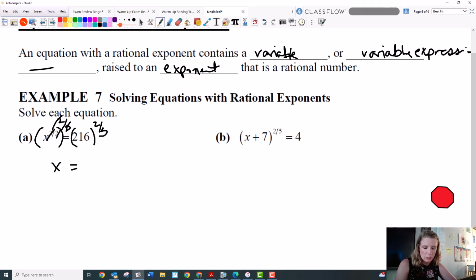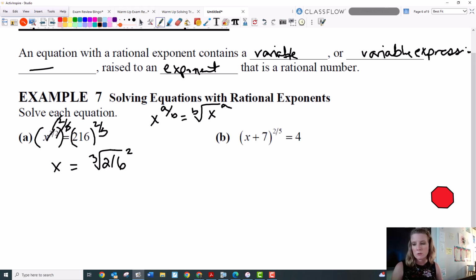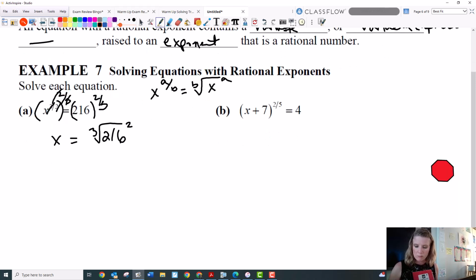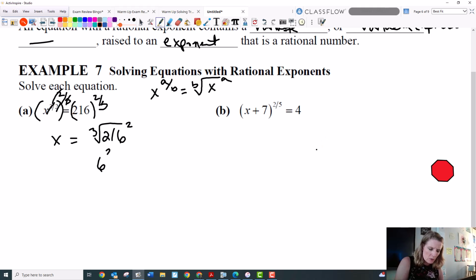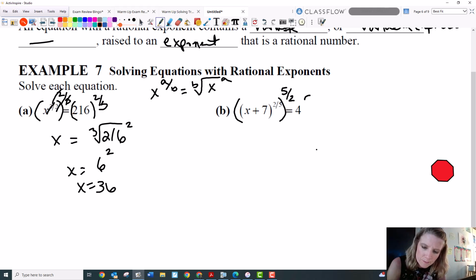216 to the 2/3, that is the cube root of 216 squared. Because your rule is x to the a over b, the number on the bottom is your root, and the number on the top is your exponent. So the cube root of 216, I think it's 6, but I'm not for sure. Cube root of 216 is 6, okay, is 6 squared. So x equals 36. This one I'm going to raise both sides to the 5 halves.